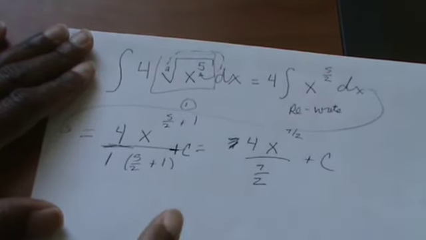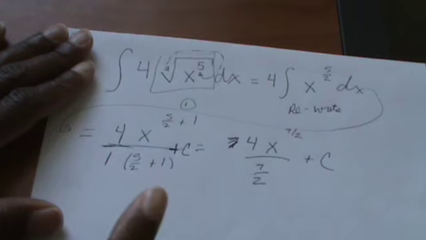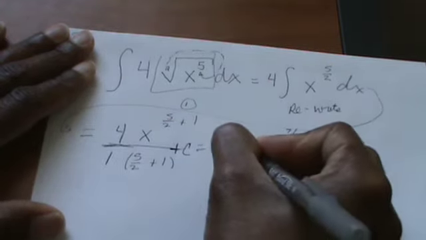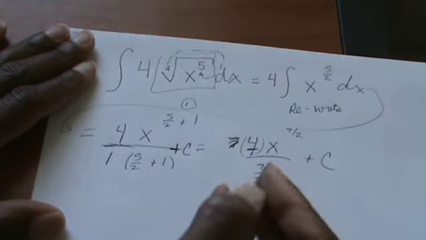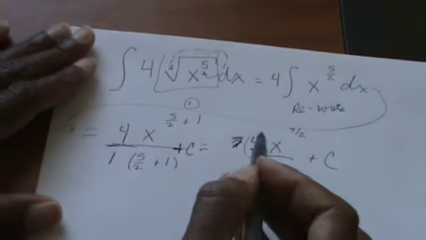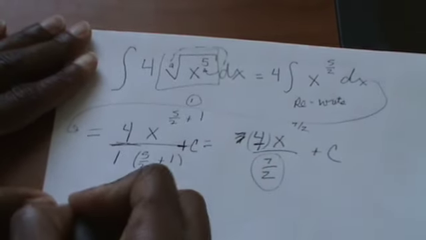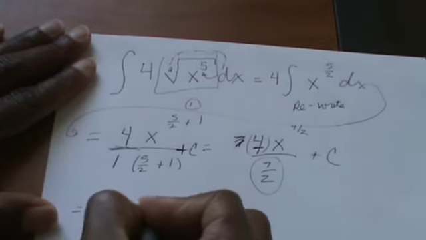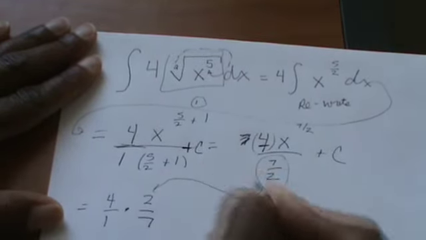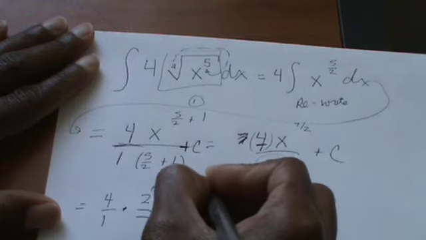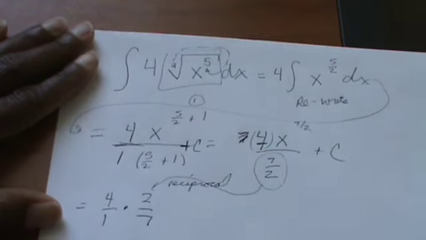Back in high school, your teacher told you when you divide by a fraction, it's the same as multiplying by the reciprocal. So I'm going to rewrite this as 4 over 1 because it's kind of convenient for me to do so. Again, dividing by a fraction is the same as multiplying by a reciprocal. 4 over 1 divided by 7 over 2 equals 4 over 1 times 2 over 7. There's the reciprocal of that, right?